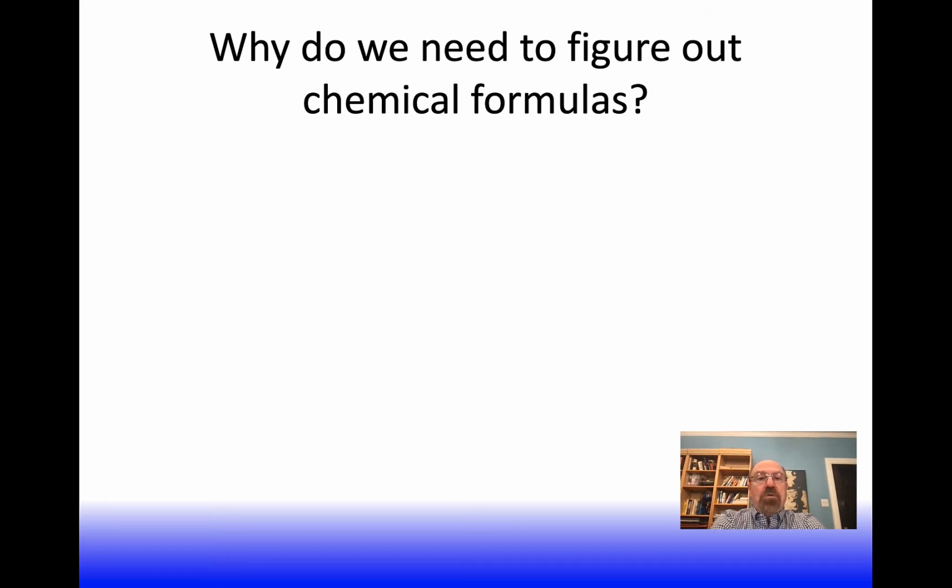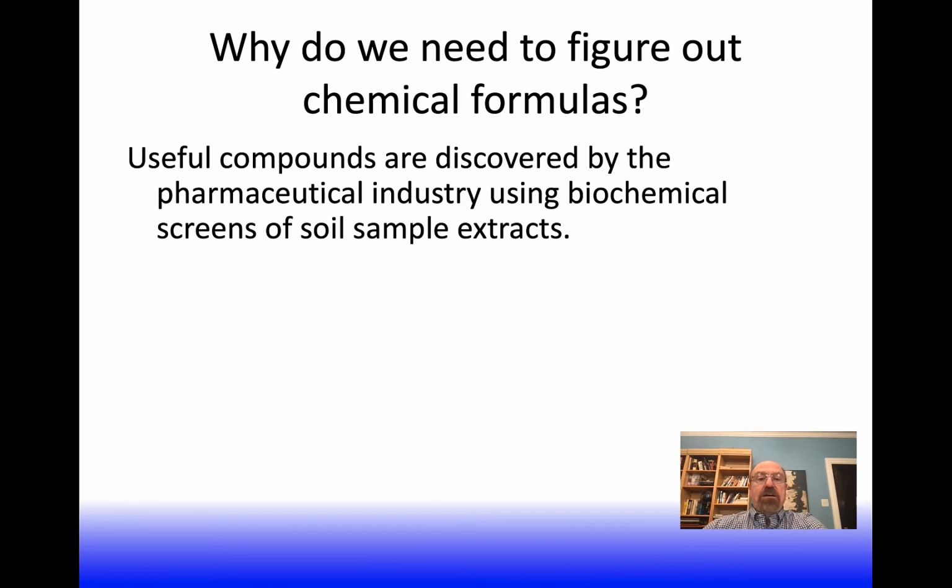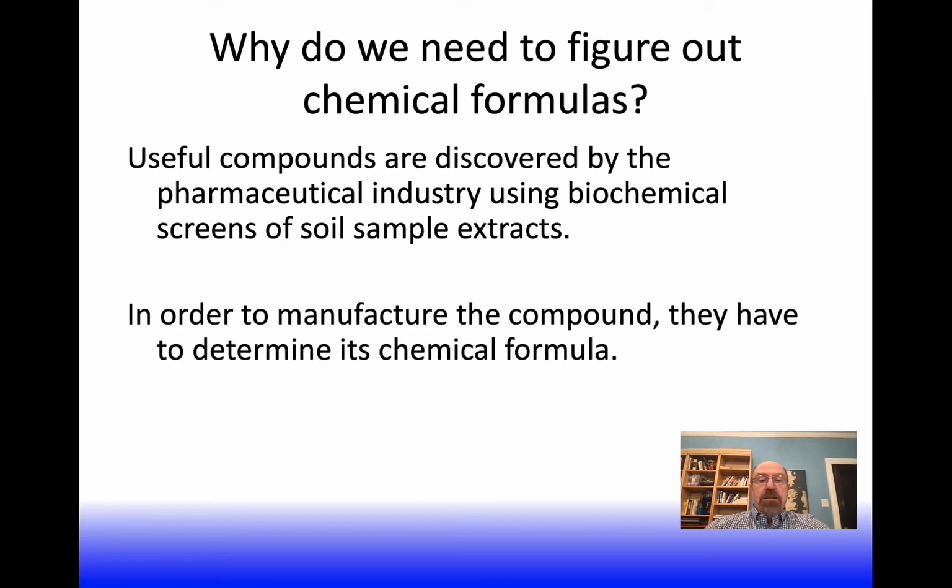Each sample would then be extracted with water. That means mixed with water, filtered, so they have whatever was water soluble in the formula. And then they would check and see if any of those samples, for instance, would kill bacteria. Now, if they found a sample that killed bacteria, we got to use some chemistry to get to the point where we can figure out the formula of the compound that's somewhere in that soil extract.